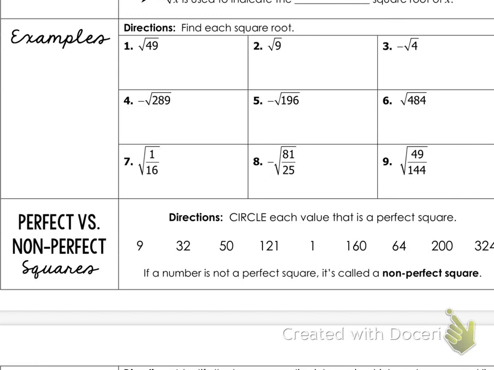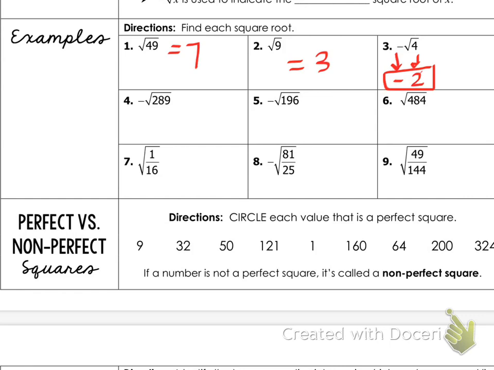Here are a few examples. Can we think of a number times itself to give us 49? Very good, 7, because 7 times itself is 49. What about 9? What number times itself gives us 9? 3. Very good. All right. What is the opposite of the square root of 4? So first you find the square root of 4, which is 2, and then you drop down your negative. So negative 2 is the opposite of the square root of 4.